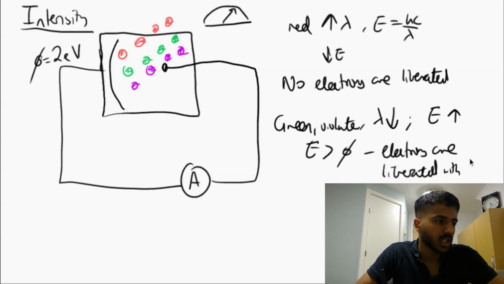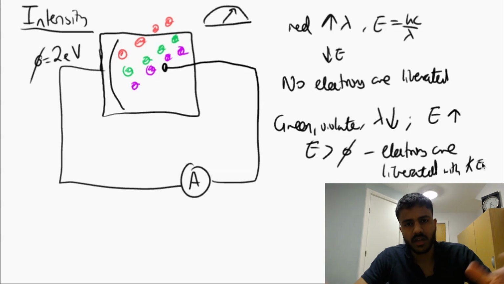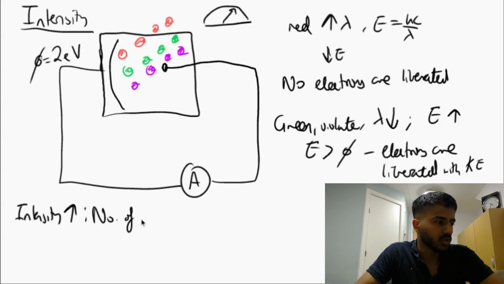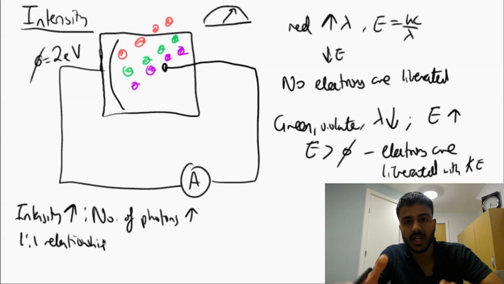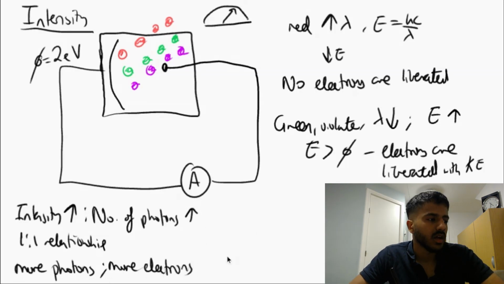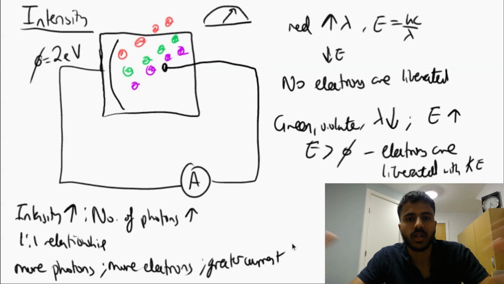with some kinetic energy. Now, what would happen if I decided to increase the intensity of photons incident on this surface? And what that basically means is, what happens if I increase the number of photons incident on the metal surface? Well, we know that due to the one-to-one relationship between photons and electrons, because there are more photons incident on the metal surface, you're going to see more electrons released. And if you release more electrons, you're going to see a greater current. So the ammeter reading will be larger.